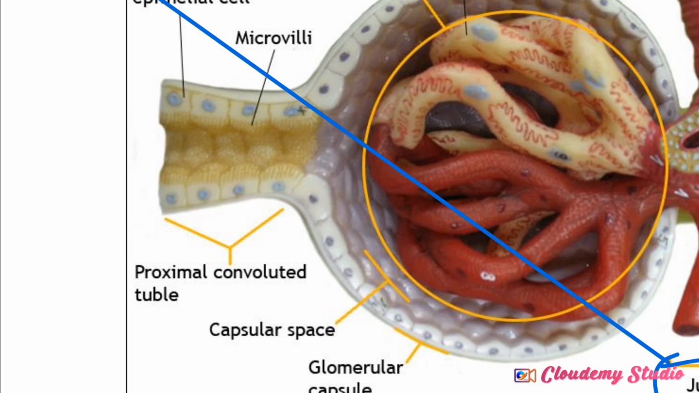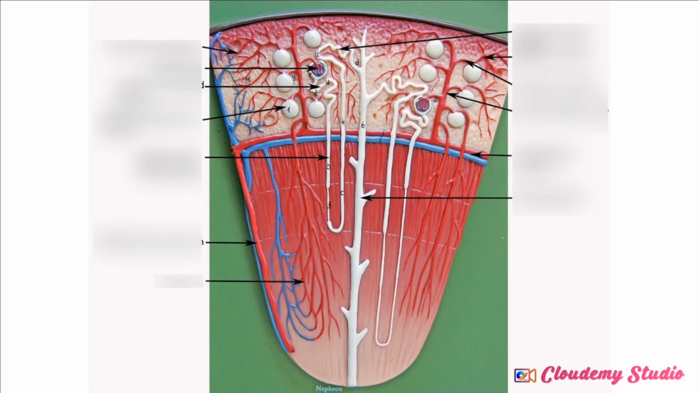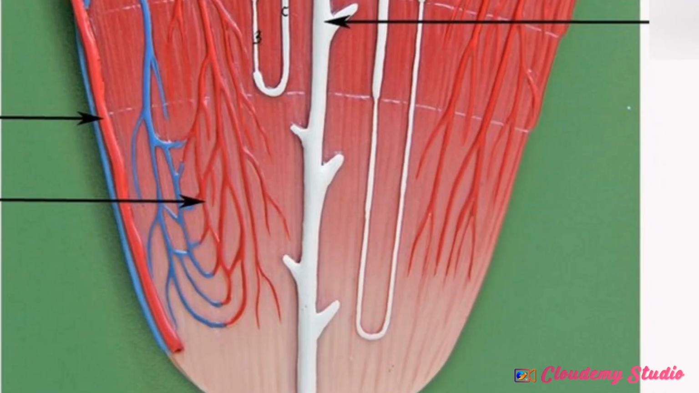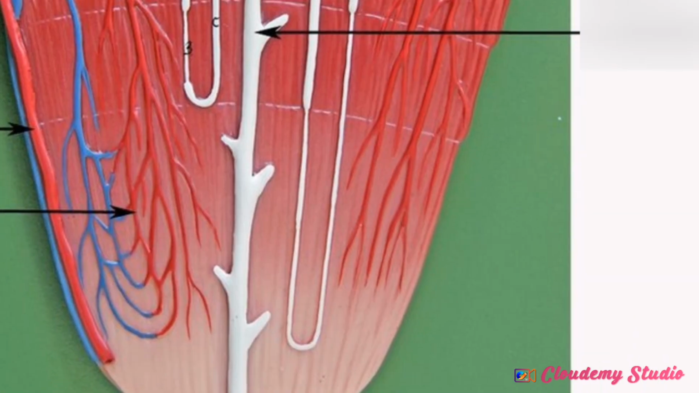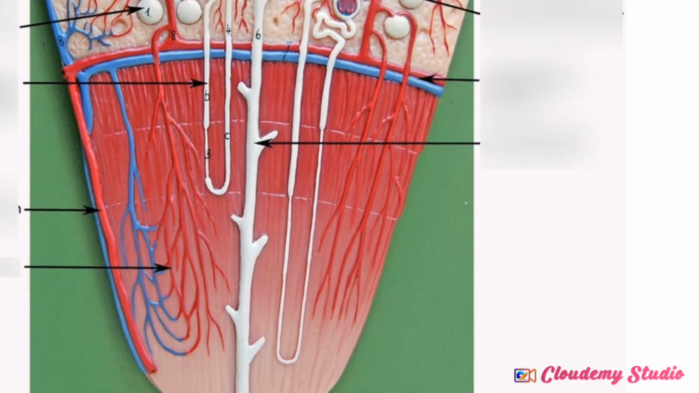Now, look at it. This is the loop of Henle. Let me just show this. So in this loop of Henle, we have the thin limb descending loop of Henle, the thin limb ascending loop of Henle, and the thick limb ascending loop of Henle. Now this thin limb descending loop of Henle, the cells that are there are squamous epithelium. And this squamous epithelium is permeable to water but impermeable to sodium chloride.